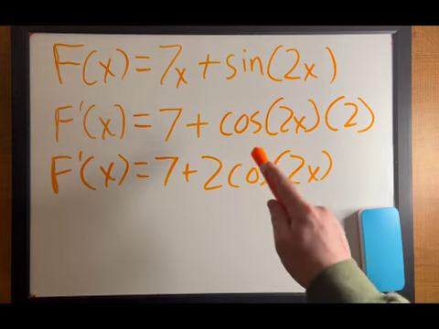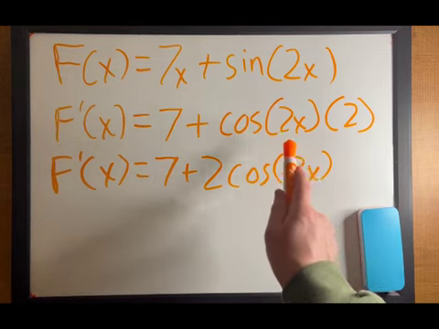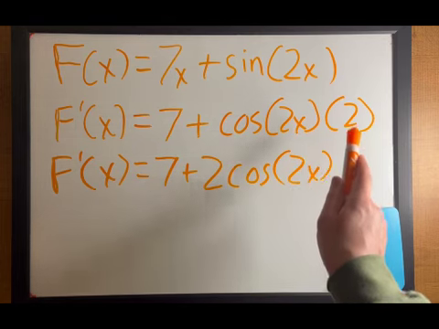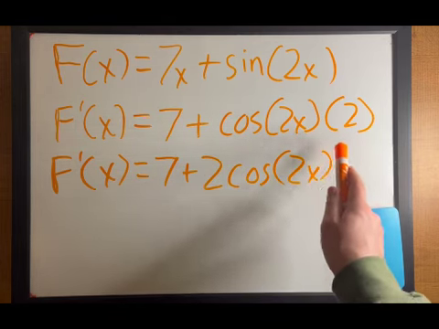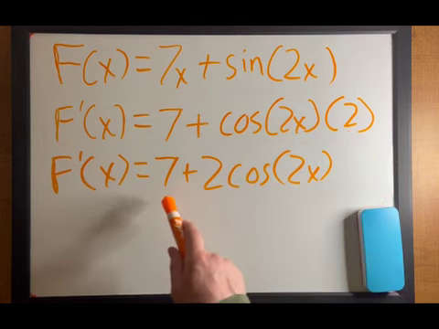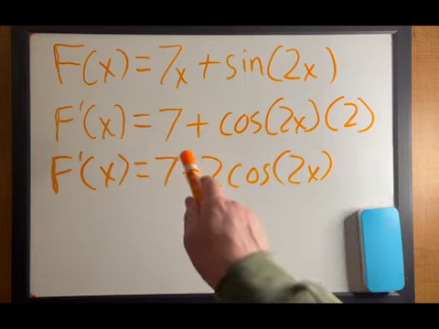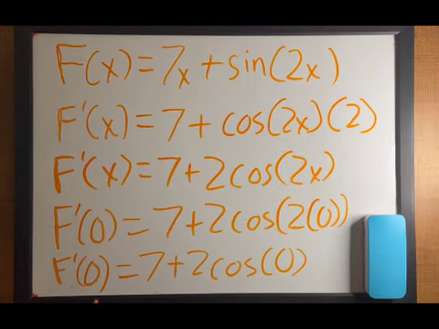How does that play out? Well, the derivative of sine is cosine. Then we leave the middle alone, that's 2x, times 2 on the outside, which is the derivative of 2x. And that's simpler written as 7 plus 2 cosine of 2x. We can just bring that 2 to the front. That's how we properly write it.